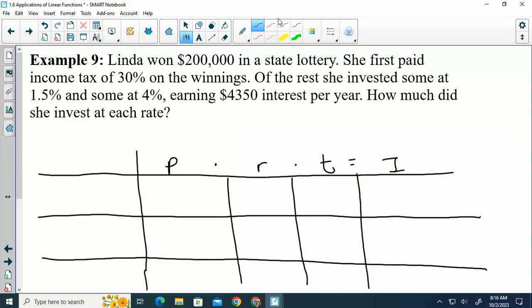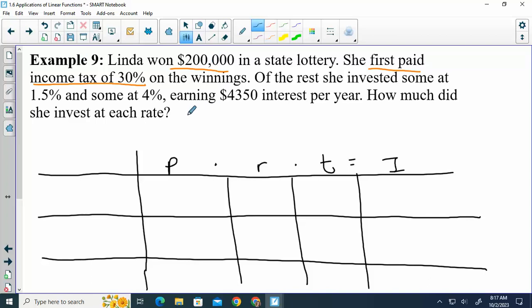Okay, so if I go back and read this, she won $200,000, but the very first thing she did was pay a 30% income tax. So did she ever have $200,000 to invest? No. Think about your paycheck. You never even get that money. The taxes are taken out before you get your check. So I don't want to use $200,000 as my total principal. What do I need to do? Multiply that by 0.3. Okay.